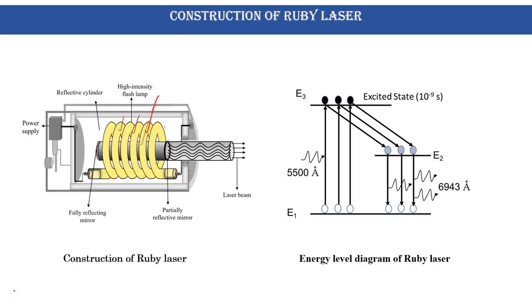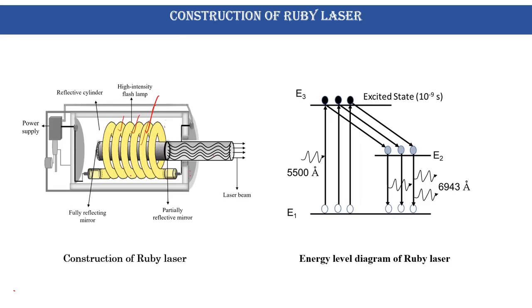Working of ruby laser. The ruby laser is a three-level laser in which three energy levels of the medium are involved in the laser action. During the optical pumping, the incident light photons supply energy to raise the atoms of the medium from the ground state E1 to the higher energy level E3, called the pumping state.